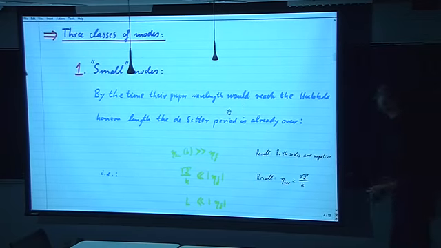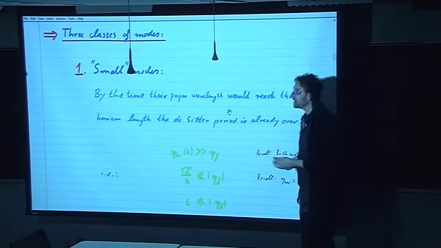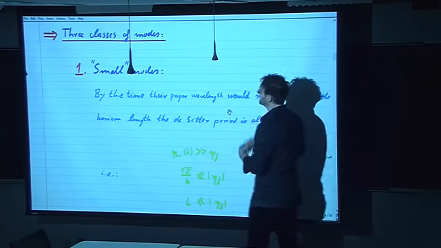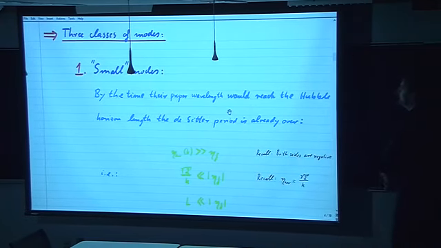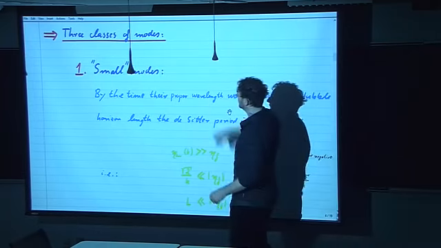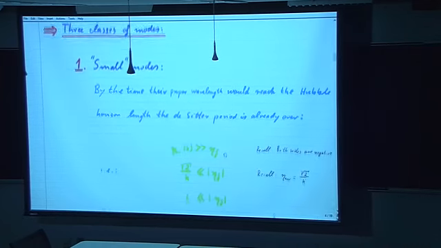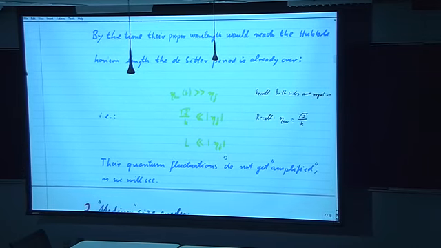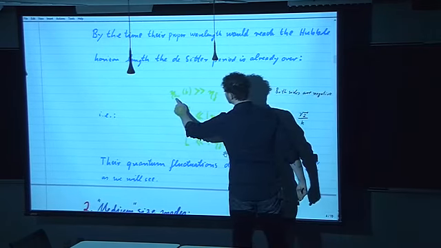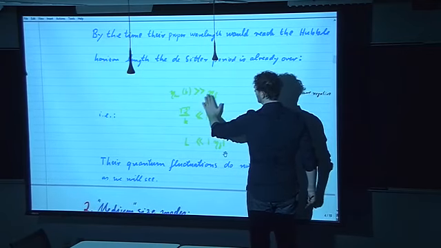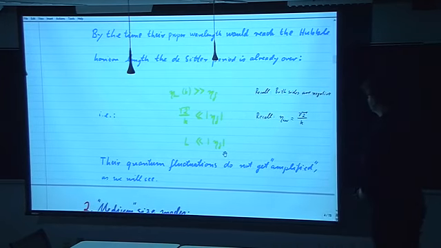So overall, there are 3 classes of modes. The early ones, which would have crossed the horizon if inflation had started earlier, then the ones that will cross the horizon, and then, of course, those that would cross the horizon if inflation lasted longer. So let's first look at the small modes. By the time their proper wavelengths would reach the Hubble horizon length, the de Sitter period is already over. So for them, the eta of horizon crossing is significantly larger than the end time of inflation.